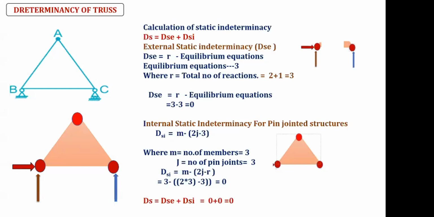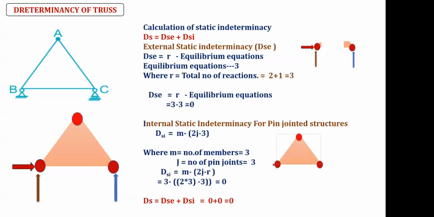So don't confuse external indeterminacy. What are the support reactions available at that condition, minus equilibrium equations. Now if you take the internal indeterminacy, DSI equal to m minus 2j minus 3, where m equal to number of members 3, j equal to number of joints 3. Now if we apply, sorry, DSI equal to m minus 2j minus r, so that is 6 minus 3. Finally we can get this 0.